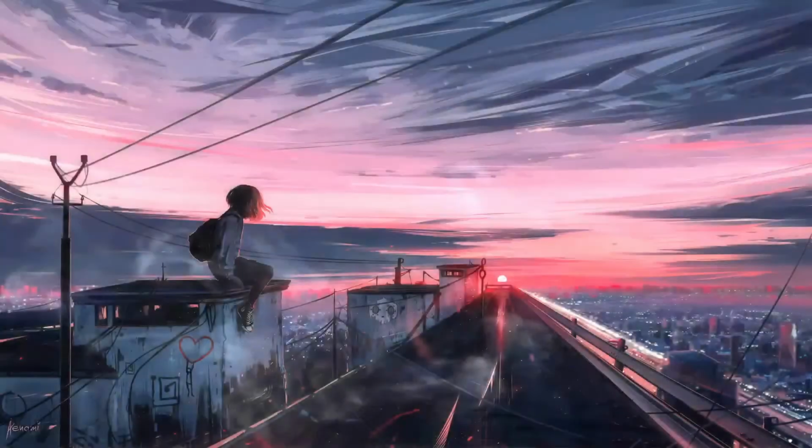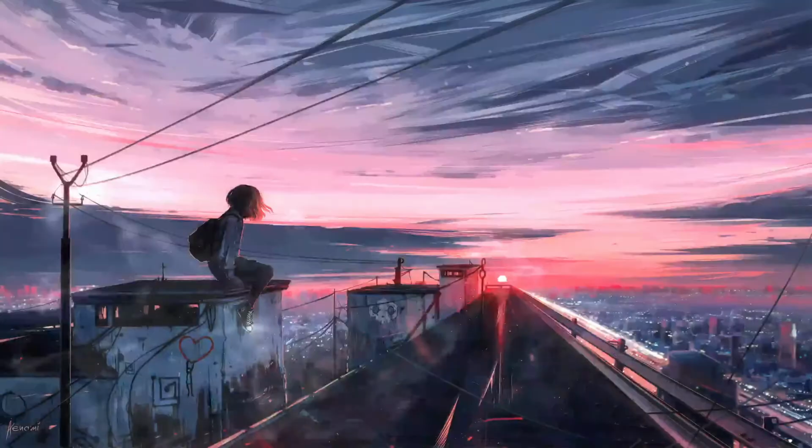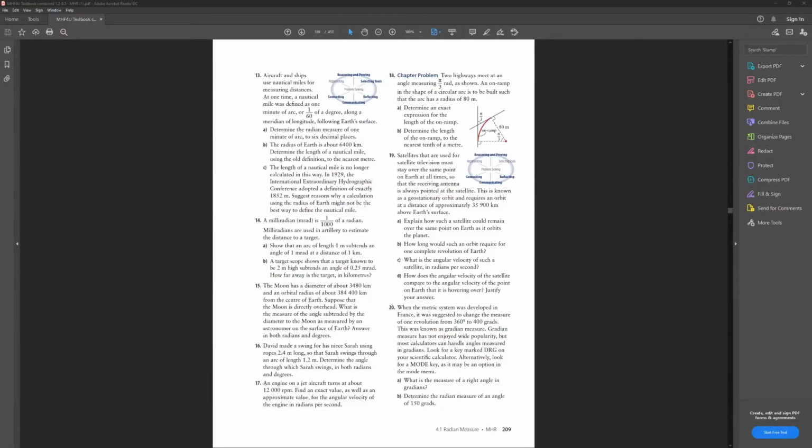So since we defined it as 1/60th of a degree, to convert it to a radian, again, what we have to do is just multiply it by pi over 180, and we'll get our radian measure. The reason why it says 6 decimal places is because you get a really, really small number, and that number is approximately 0.000291. The radius of the Earth, for part B, is about 6400 kilometers. Determine the length of the nautical mile using the old definition to the nearest meter.